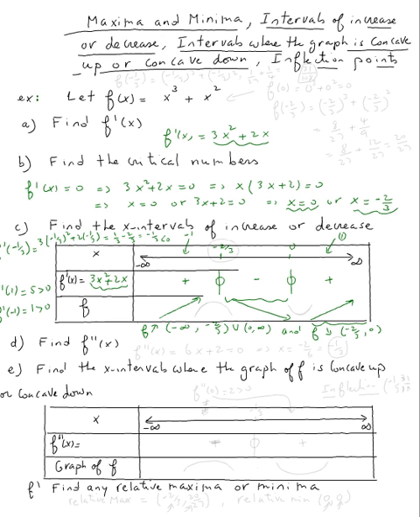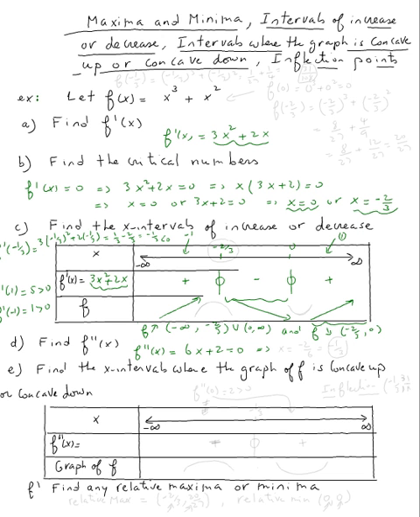Now for question D, we need to find the second derivative. The second derivative is pretty easy. The derivative of 3x squared is 2 times 3, which is 6x, 2 minus 1 is 1, plus the derivative of 2x, which is just 2. Right? Now, to graph where it's concave up and concave down, we need to find the critical numbers for the second derivative. That means we need to set this equal to 0 and solve for x.